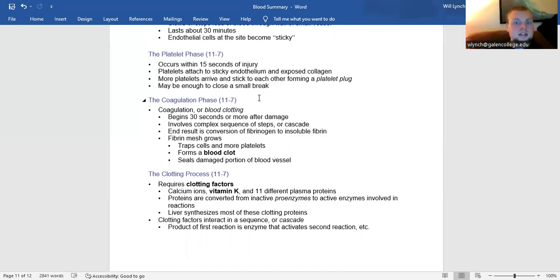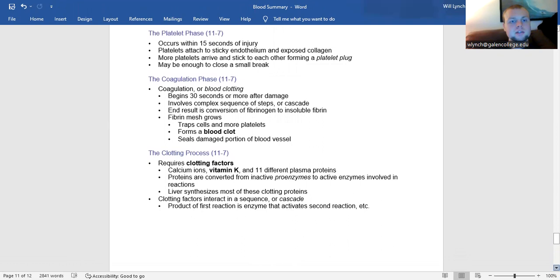The end result of this cascade is always the same. It's fibrinogen conversion into the insoluble fibrin strands, which are going to form a mesh. The fibrin mesh is going to trap different cells and the more platelets that come, and that's going to form the actual clot itself. The clotting process is going to require a lot of different mechanisms and a lot of different nutrients.